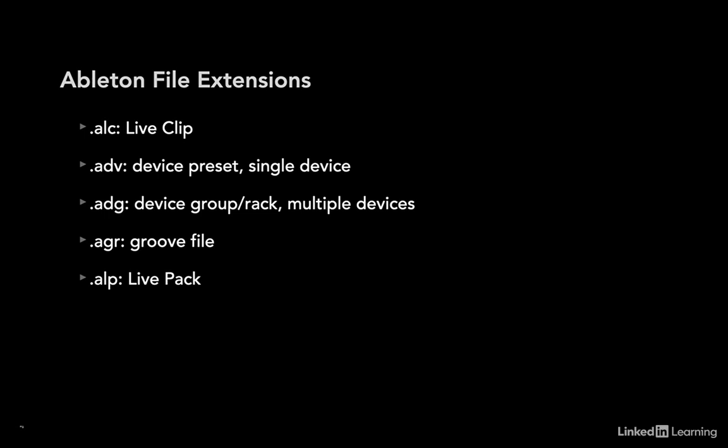.alp is the file extension for live packs, and we talked about that in the last video. And live packs are content or additional content that you can download from the Ableton site to expand your library. .als is the actual file extension for live sets.